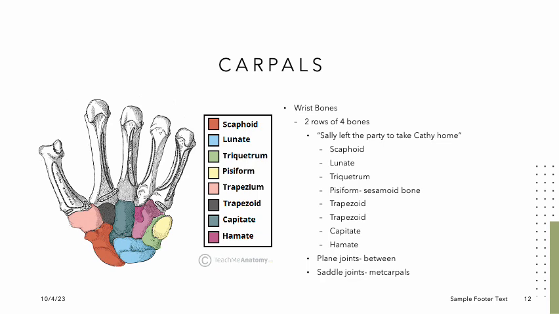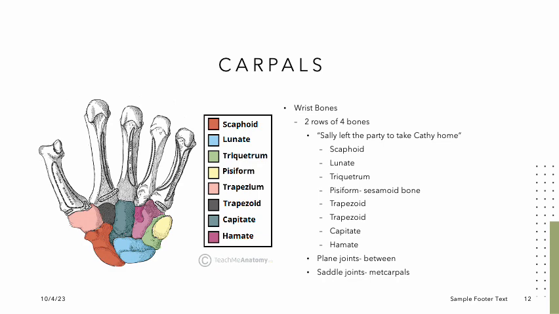So in this picture, we're going to start at the red and go across to the yellow one, and then go back to the light pink and across over to the dark pink. The S in Sally is for scaphoid, and then you have lunate, the triquetrum, the pisiform, the trapezium, the trapezoid, the capitate, and the hamate. And that's in the order of Sally left the party to take Kathy home.